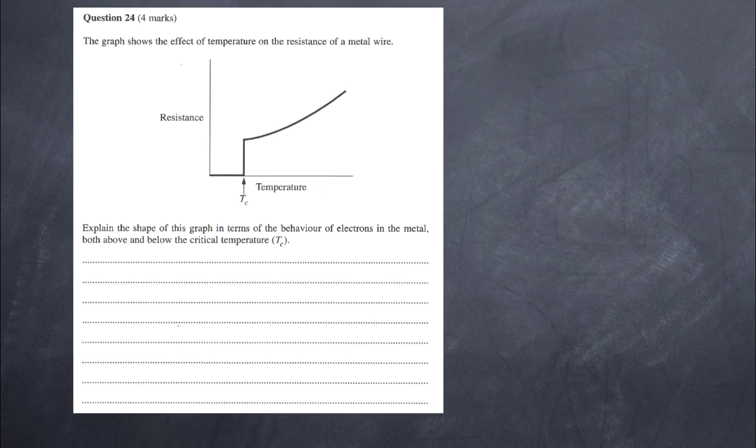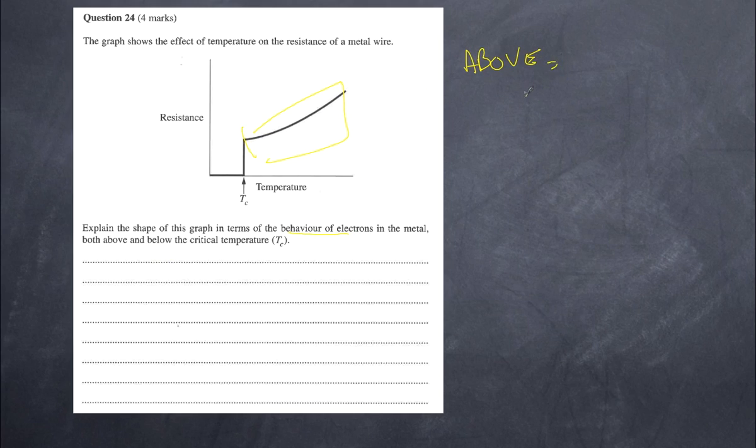Question 24. This is a similar question to one from a number of years ago. I recognized it as soon as I saw it, but it's a little bit different. It says, explain the shape of this graph in terms of the behavior of the electrons in the metal. So we're interested in the behavior of the electrons above and below. So let's talk about above. Above, of course, we're looking at this section right here. What's going on over here?